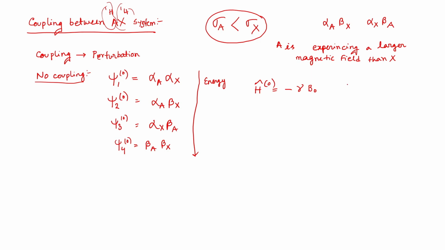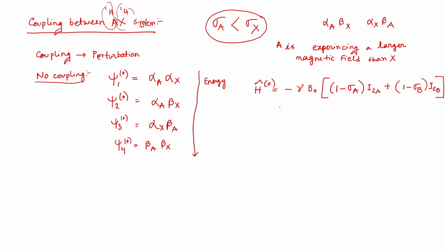Now we are also considering the shielding constants, right? So that is what is coming here. Now for one purpose, this is (1 − σ_A) I_zA, right? Plus (1 − σ_X) I_zX, right?